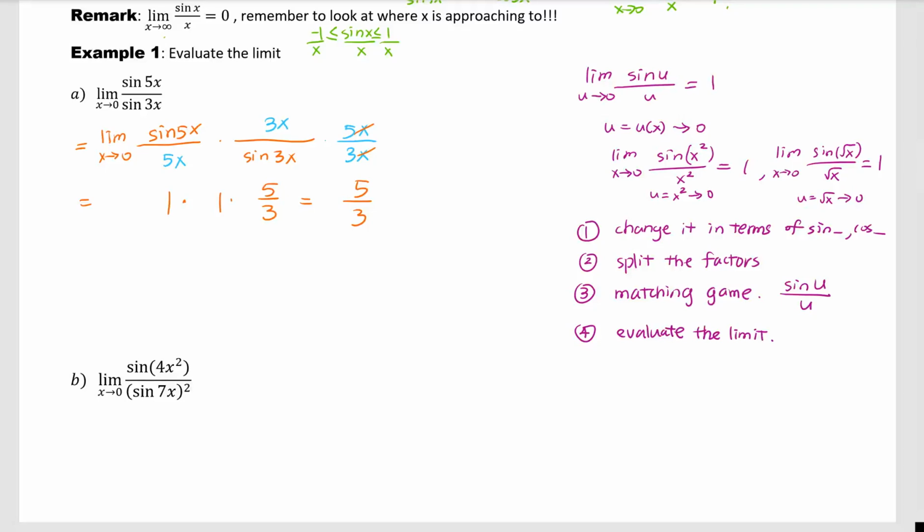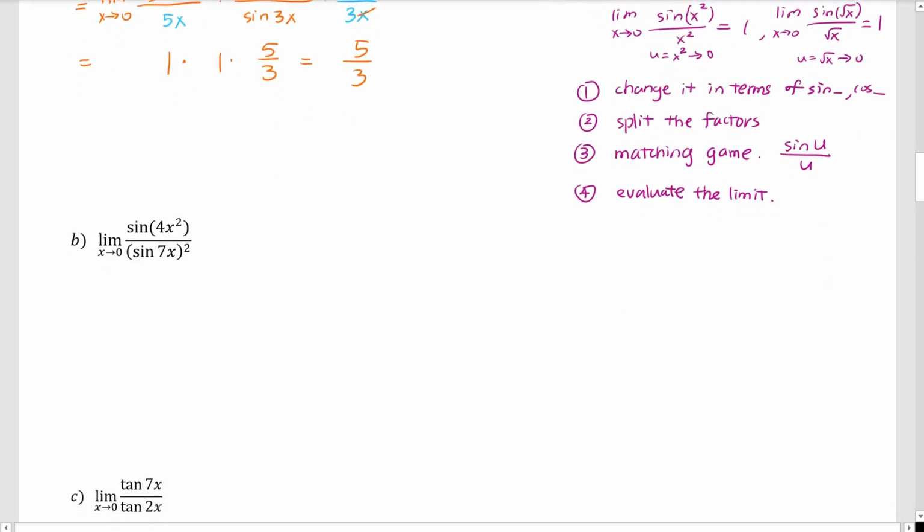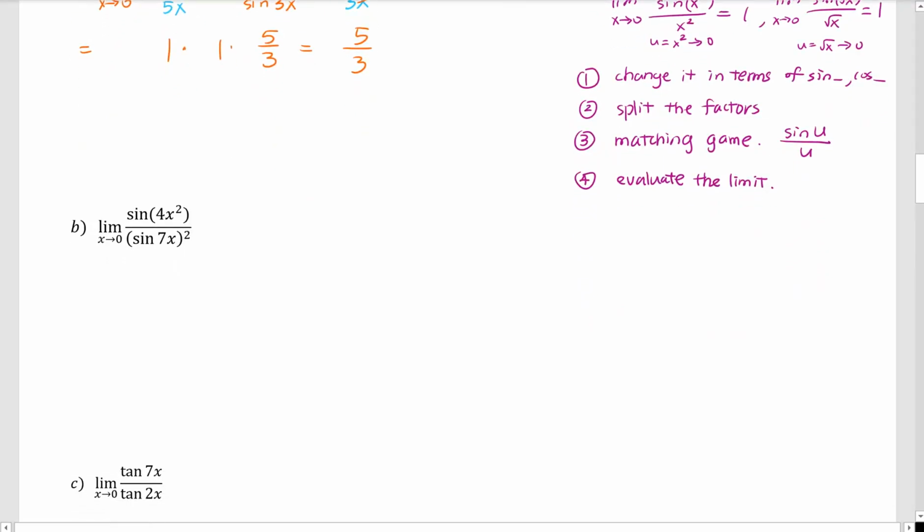Okay, let's continue. What is the first step? Well, check. Are they in terms of sine and cosine? Yes. Okay, then what do we do next? We want to split them. So how do we split?